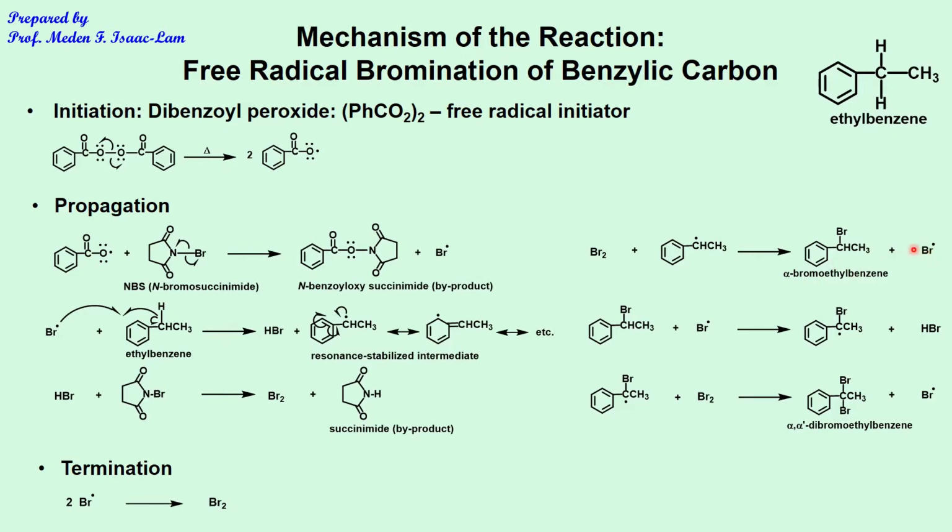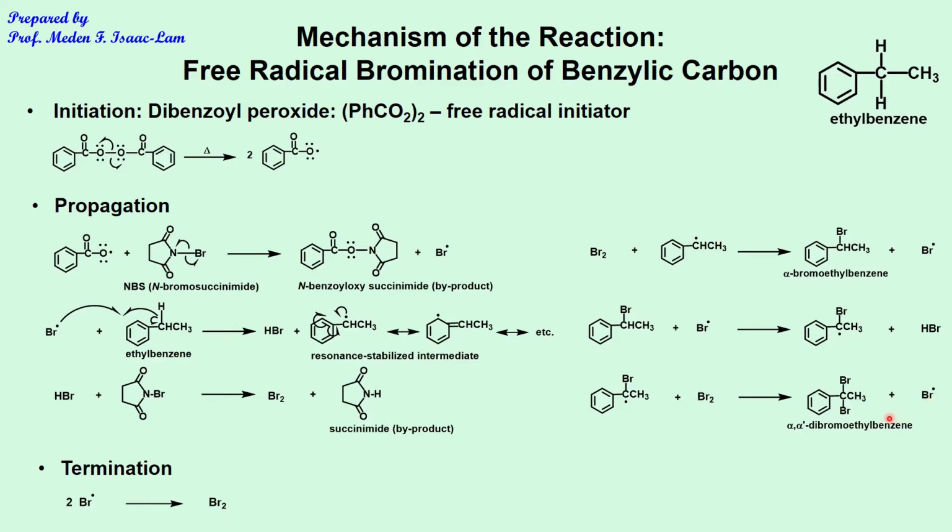The Br dot will react with the other hydrogen on the benzylic carbon, abstracting that H, forming HBr, and then a free radical again on the benzylic carbon. This benzylic carbon contains a free radical which can also be stabilized by resonance because this free radical can delocalize in the benzene ring. This free radical can now react with another Br2, brominating the benzylic carbon, forming the alpha,alpha-dibromoethyl benzene and another Br dot, or bromine free radical.